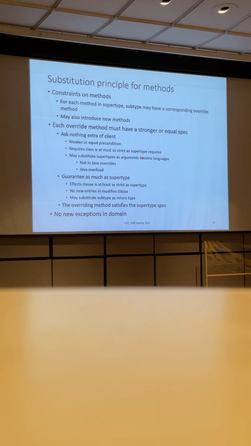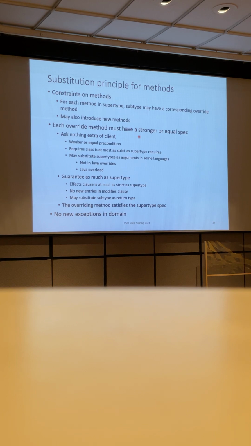When we have methods in Java, for each method in the supertype, the subtype may have a corresponding override method. It may, but it doesn't have to. It may also introduce new methods, just brand new methods not related to anything, or overloaded methods in a subtype. It's perfectly fine. When we override a method that we inherited, we have to go with the same spec or a stronger spec, which means we should not ask anything extra from the client. So the precondition has to be weaker or the same, and the postconditions have to be stronger or the same.